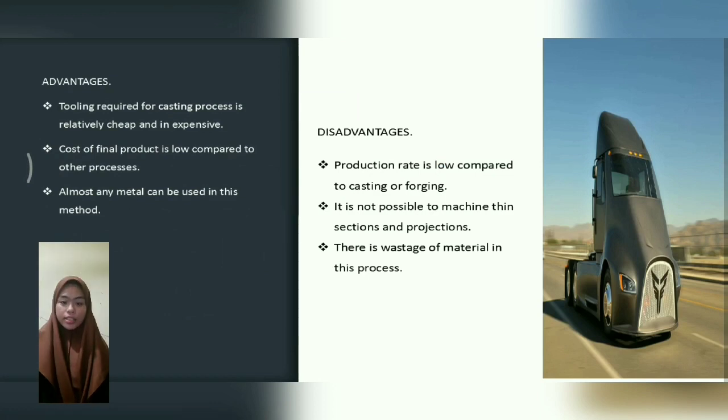So, what are the advantages and disadvantages of the shaping process? The advantages of the shaping process: the tooling required for the casting process is relatively cheap and inexpensive. The second one is the cost of the final product is low compared to other processes. The third one is almost any metal can be used in this method.